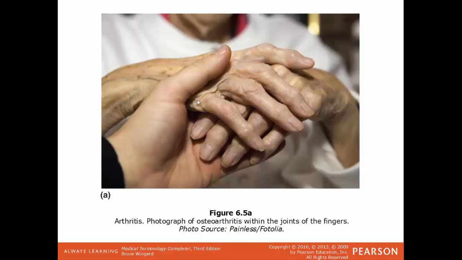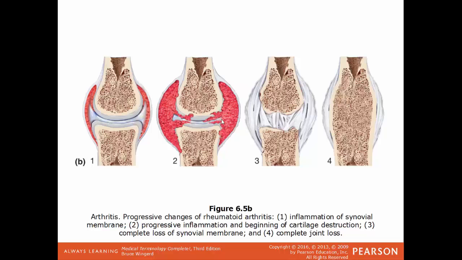All right, in this image, we have someone suffering from osteoarthritis. The joints of the fingers have become swollen. You can tell by just looking at the image that they would probably be painful. All right, in this image, we have the progression of rheumatoid arthritis. You get the attack of the synovial membrane here.